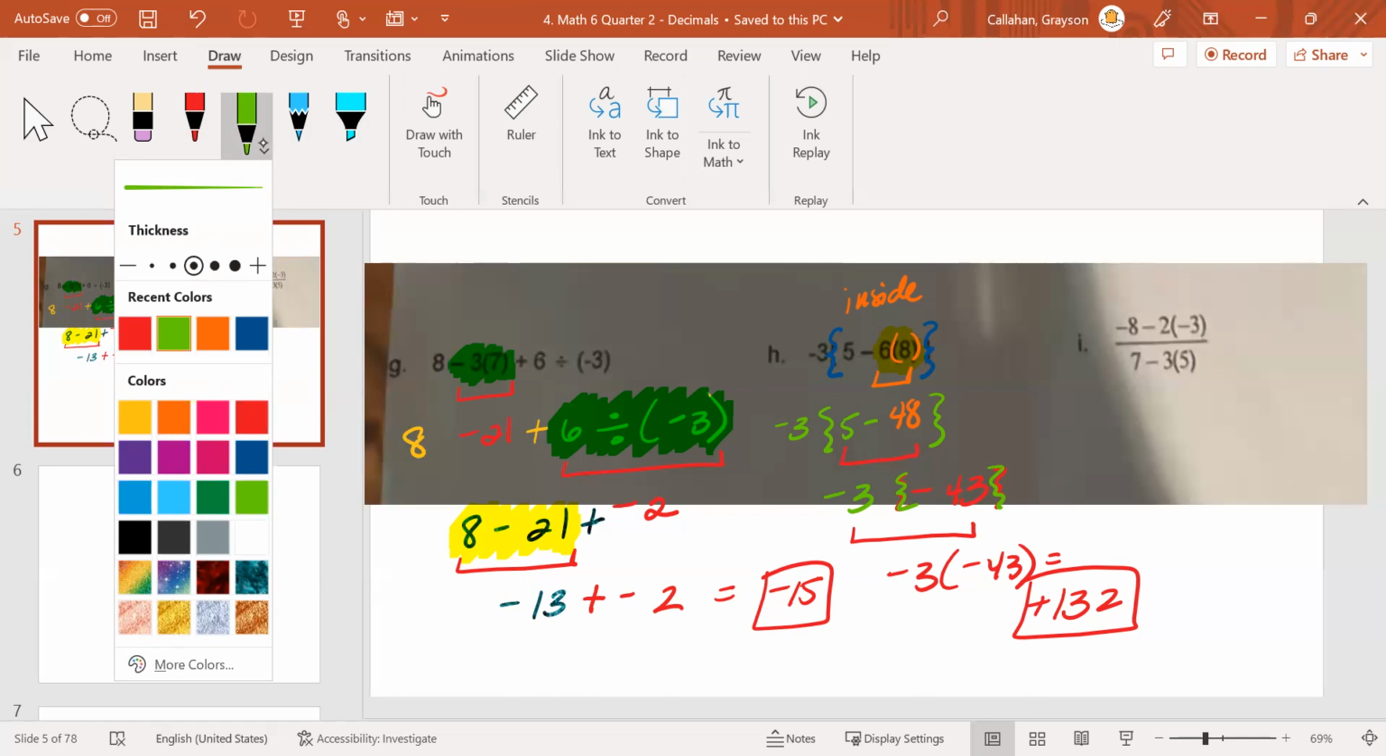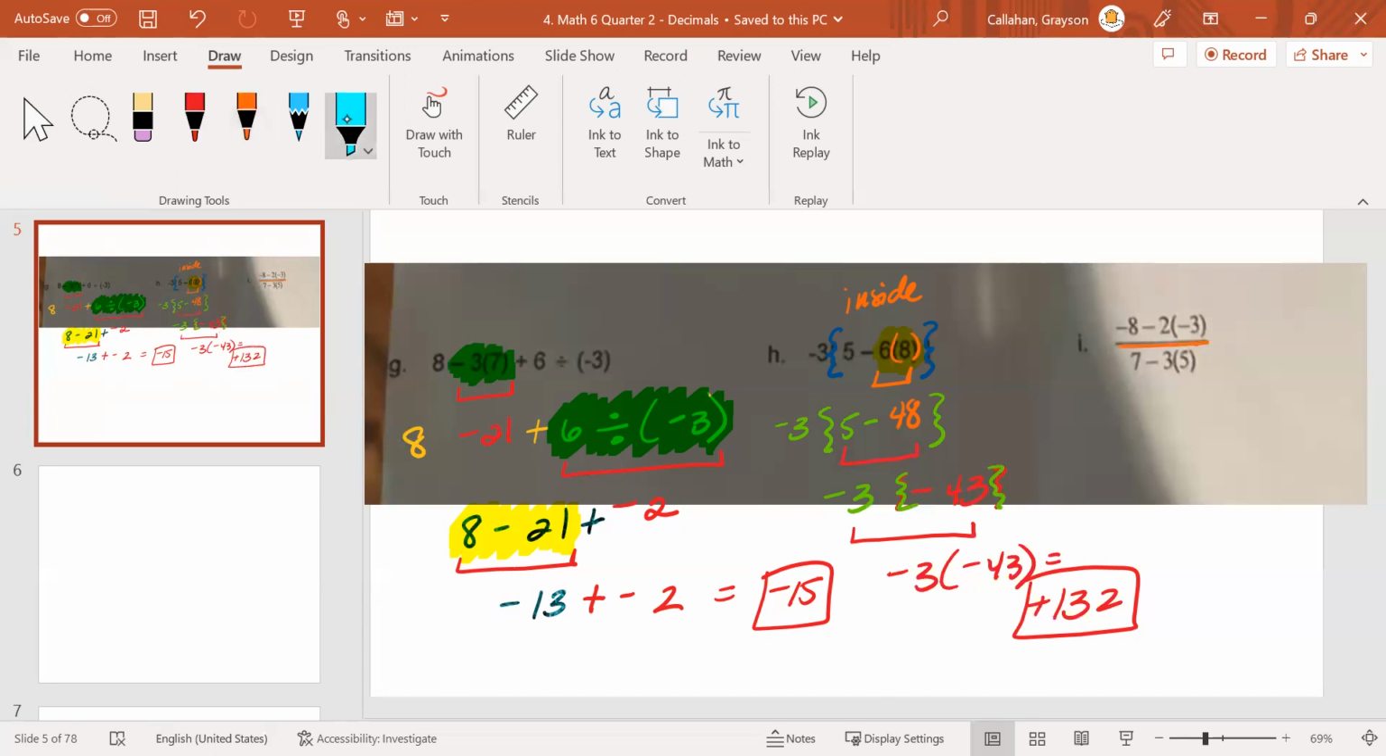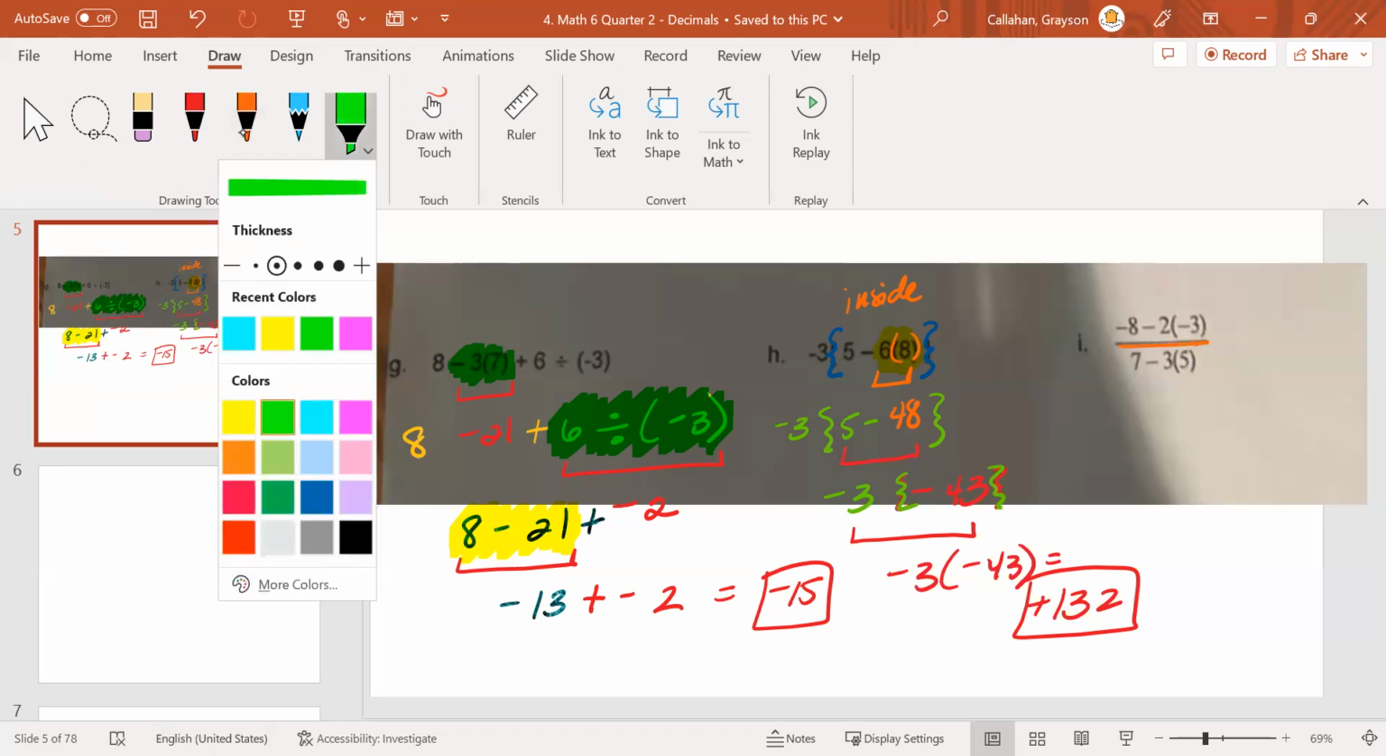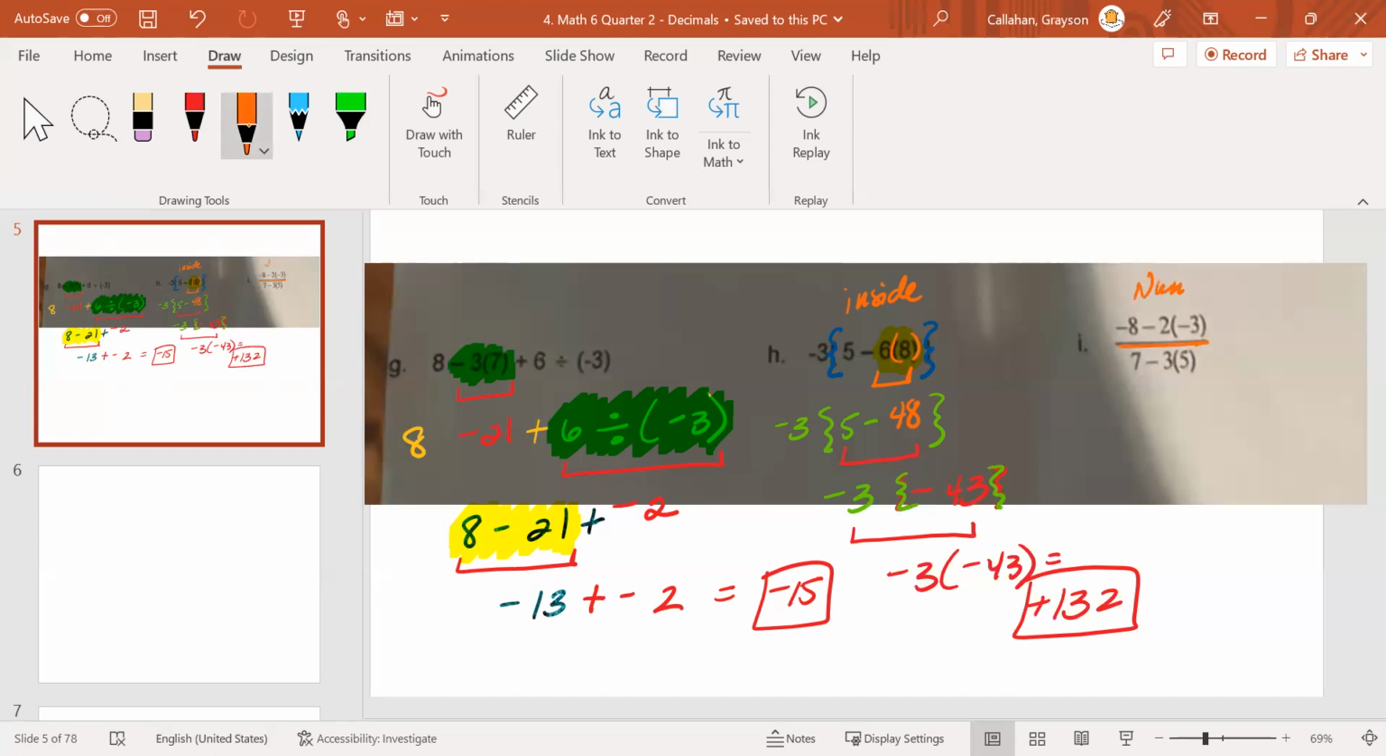Yes. Okay, so one thing I noticed immediately is there's a division bar. So you've got to be careful with this. What you're going to do is focus on everything in the numerator first, and then we're going to focus on everything in the denominator, okay? So in the numerator, the first thing to do is the multiplication. That right there is going to give you a positive 6, right? Yeah. So negative 8 plus 6. You could either include the negative with the 2, or you could do it separately. It doesn't matter. Either way, you'll have the same answer. Negative 8 plus 6 is a negative 2, right?